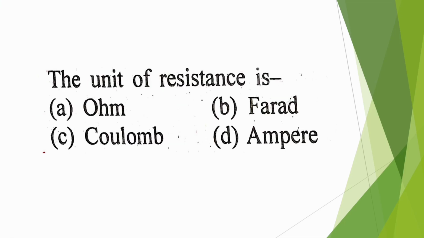Our next question is: the unit of resistance is A, ohm; B, farad; C, coulomb; D, ampere. So what will be the correct answer, students? The correct answer is: the unit of resistance is ohm. So let's proceed with the next question.